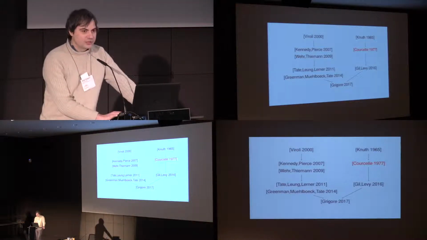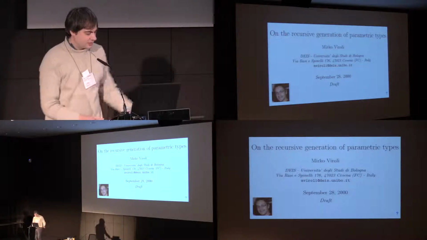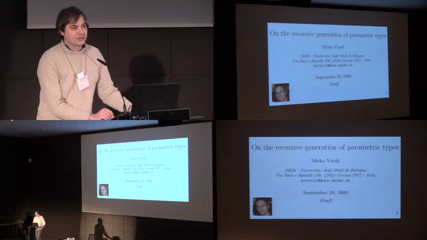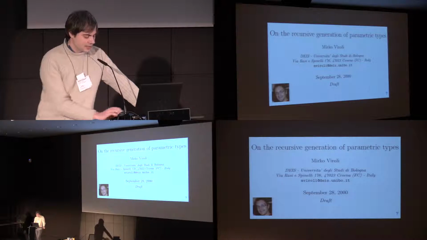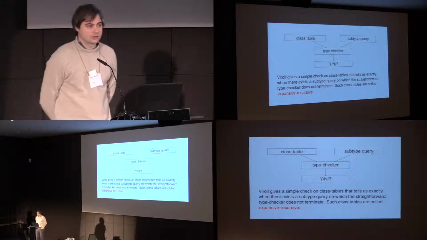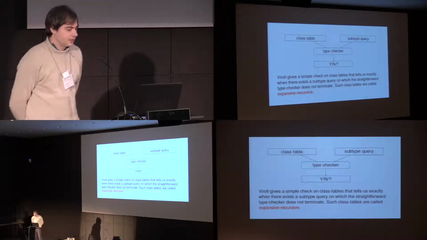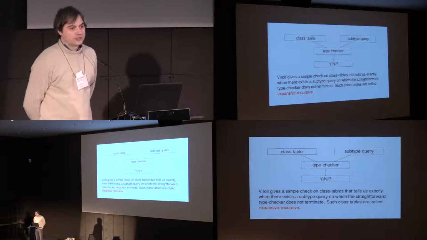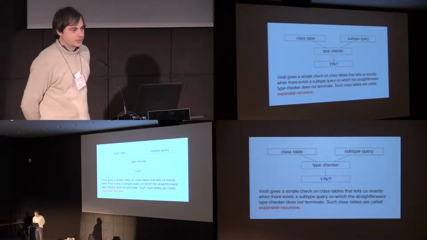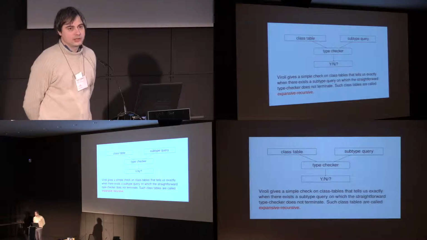So now I'm moving to the more practical part. In 2000, Viroli was looking at more practical languages like C++ and Java and generics. And what he did was he said, okay, let's look at how the type checker works. So he was looking at one particular algorithm for type checking. And he noticed that for certain class tables, and by class table I mean this bunch of declarations that says which class inherits from which other class, you will have non-termination.